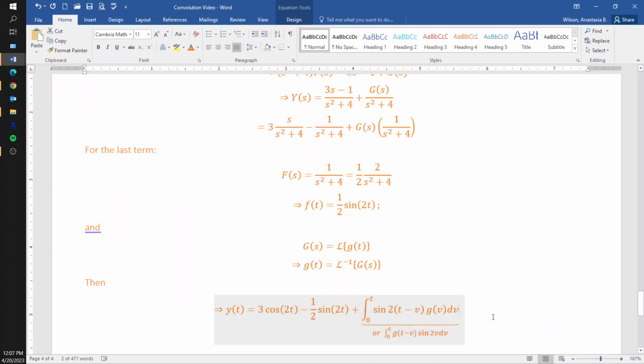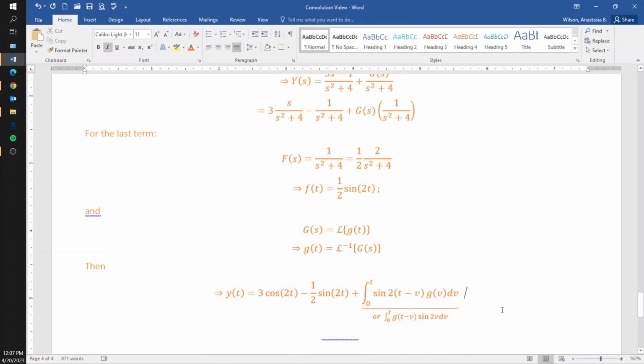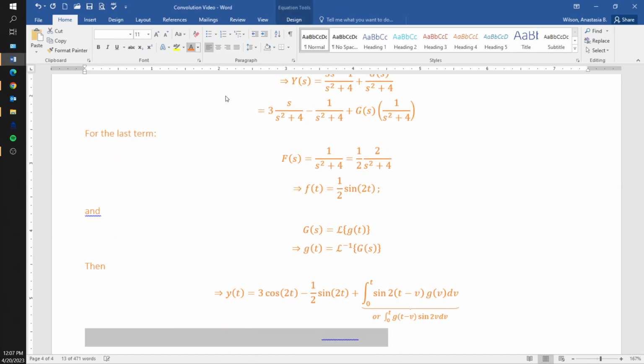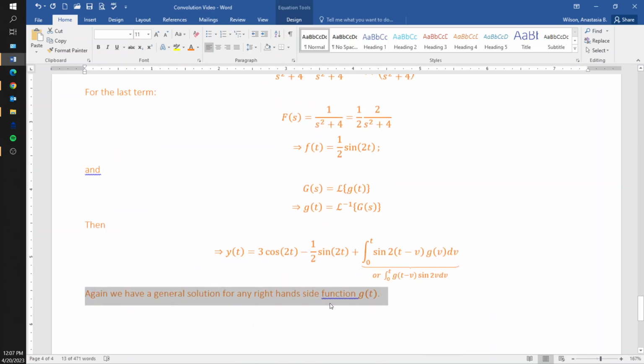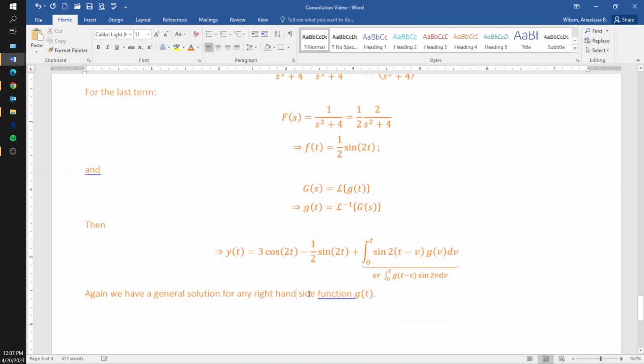We could also write it as the integral from 0 to t of g of (t minus v) times the sine of 2v. And depending on what exactly that function g of t looks like, we may want to do this order, or we may want to do that order, whichever one ends up being simpler in the case when we have a specific g of t function.